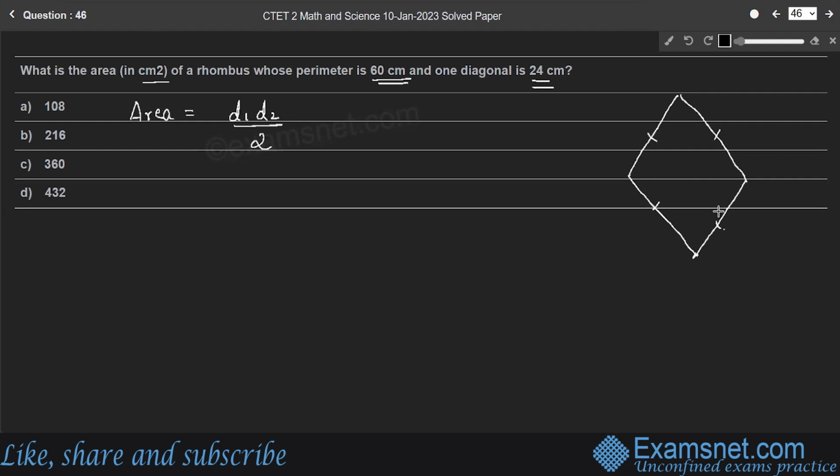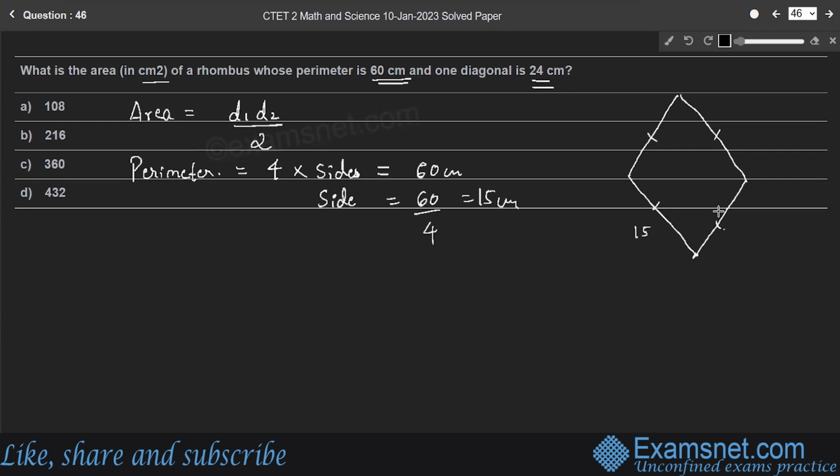Here the perimeter of the rhombus is given. The perimeter is nothing but the sum of its sides. Since all sides are equal, we can say the perimeter is 4 times its side, which is equal to 60 centimeter. Therefore, each side in the given rhombus is 60 by 4, which is 15 centimeter.